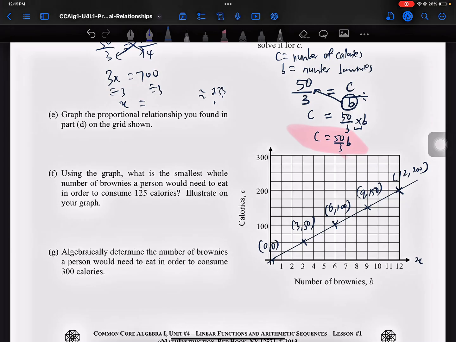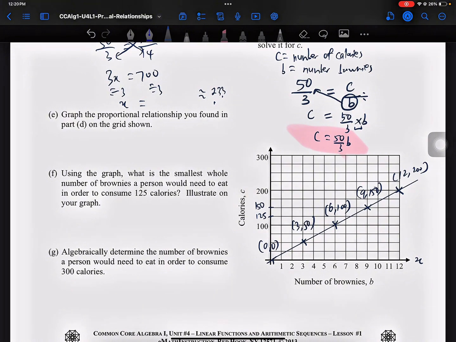Next, we go to F. A point on the graph represents a combination of brownies and calories. The x-axis shows the number of brownies. The y-axis shows calories. So we need to find 125 on the calorie axis y. This is 150, so 125 is here.